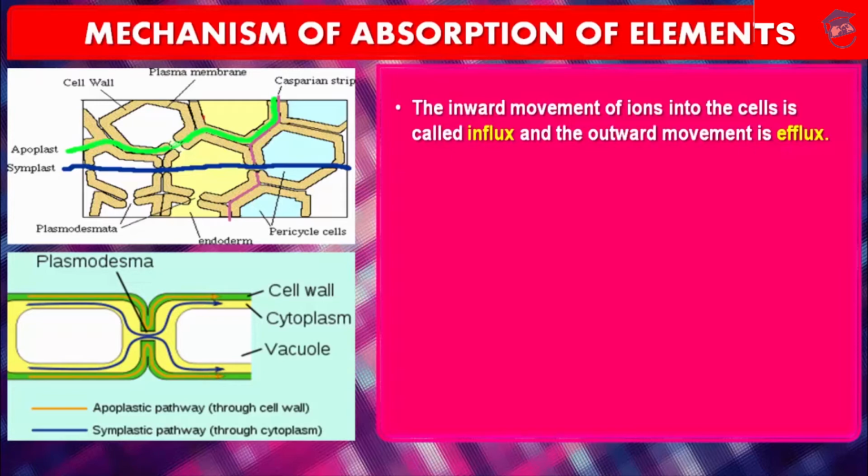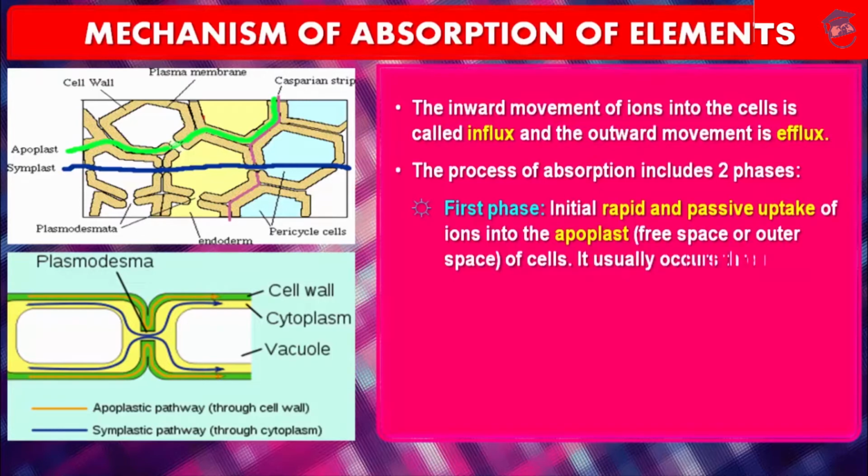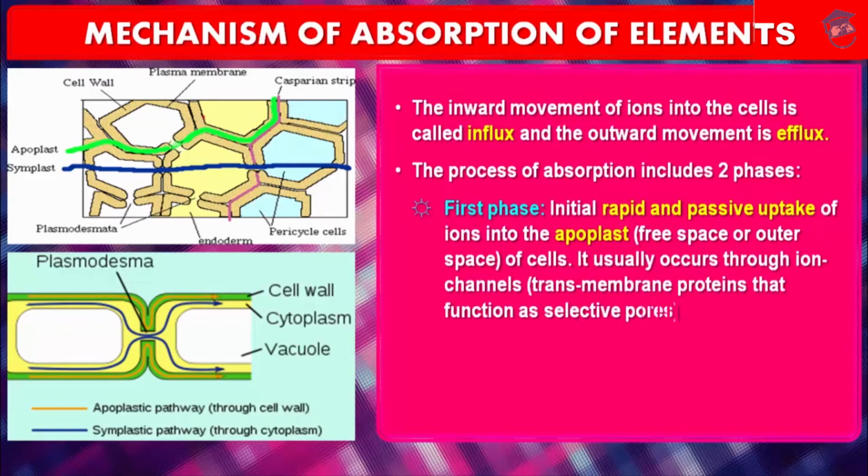Okay, so please note that the process of absorption includes two phases. What are those two phases? In the first phase, initial rapid uptake of ions into the free space or the outer space of the cell takes place. That is your apoplast. Okay, apoplast is a free space. See, this is apoplast. This way nutrient uptake takes place. This is a plant cell. Okay, this is the cell wall of the plant cell, this is the plasma membrane.